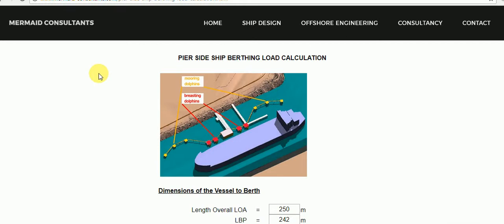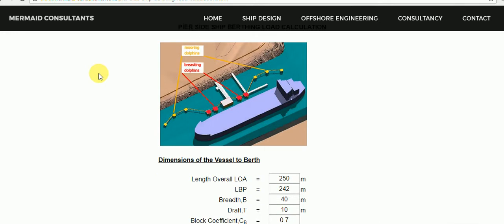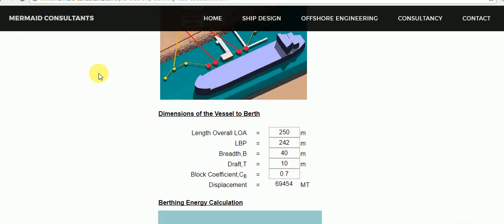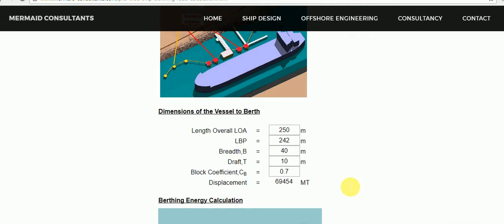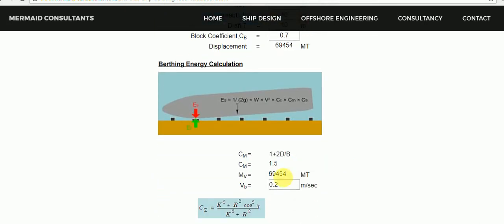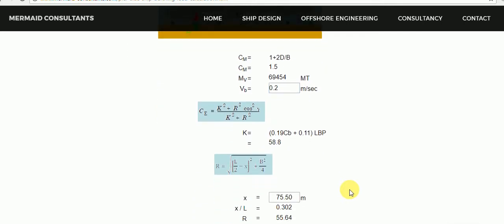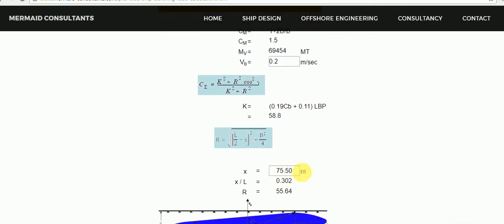Let's go to the calculation and fill in the white or editable boxes to get the results. Dimensions of the vessel to berth: length overall in meters, LBP in meters, breadth in meters, draft in meters, block coefficient, displacement in metric tons, velocity of approach in meters per second. Normally this speed is controlled by tugs and amounts to almost dead speed. However, it might be in the range of 0.1 to 0.3 meter per second.